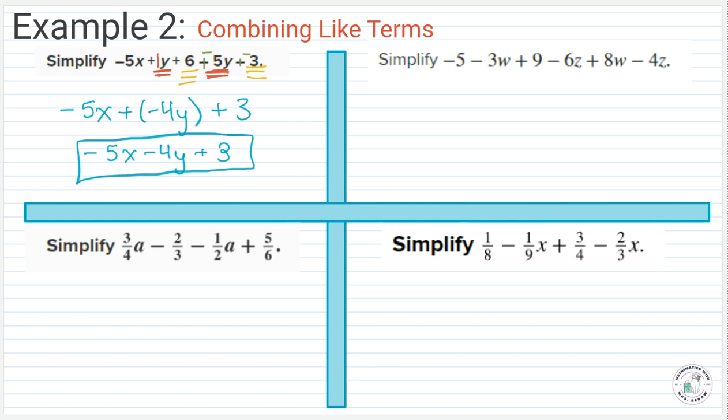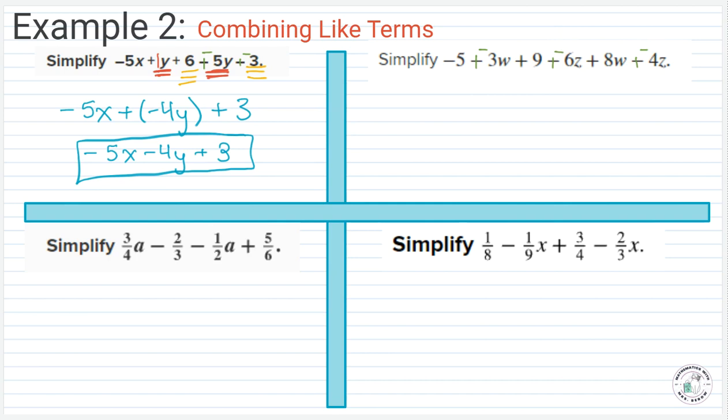All right, next example says simplify negative 5 minus 3y plus 9 minus 6z plus 8w minus 4z. My advice for my students, again, is to rewrite all of those subtraction signs as adding the opposite. So we'll write that as plus negative 3y plus a negative 6z and plus a negative 4z. Just so, again, we can make sure we're not losing track of those negatives that are being indicated by the subtraction sign. Now we have them clearly written.